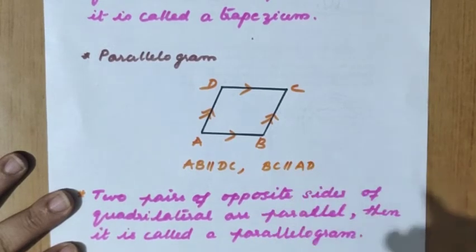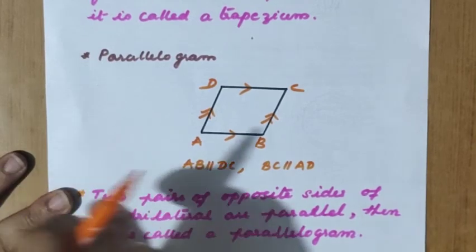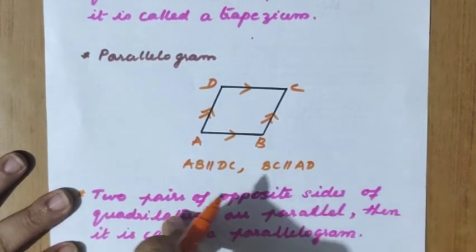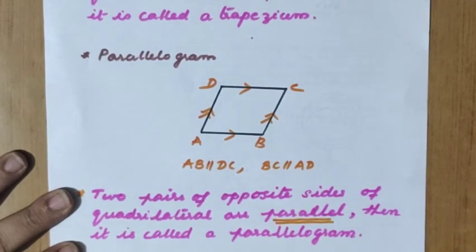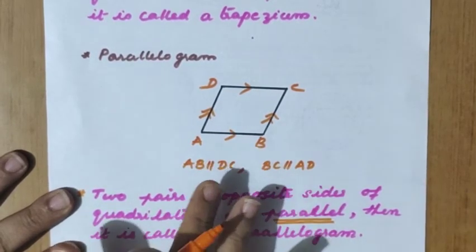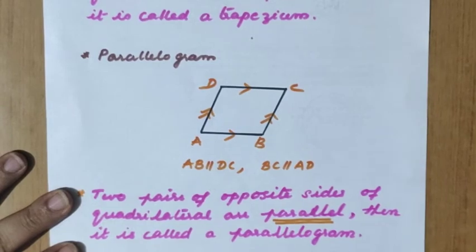Now you will think that opposite sides are equal and parallel for a parallelogram, but when we are talking about the definition, it says this much only: if two pairs of opposite sides of the quadrilateral are parallel, then it is called a parallelogram. Later you will study the properties. In those properties, the opposite sides are equal and all will come.